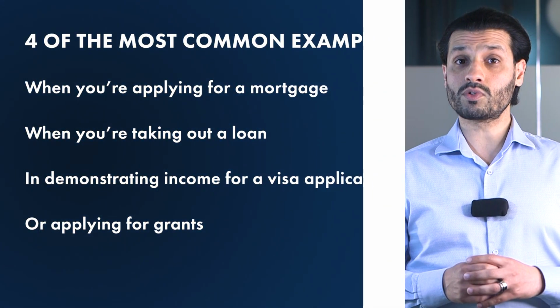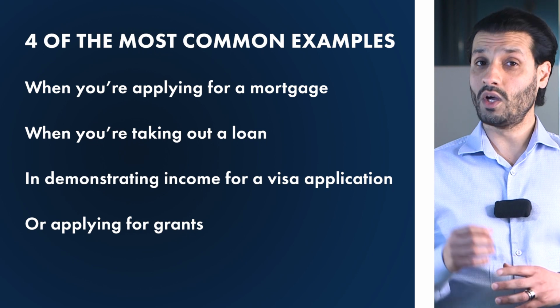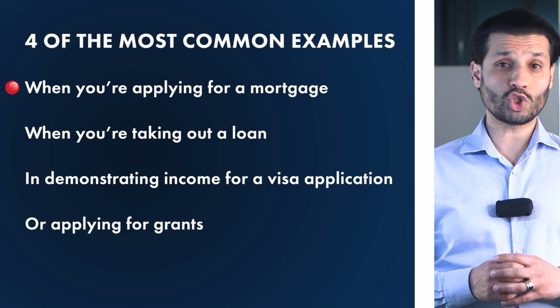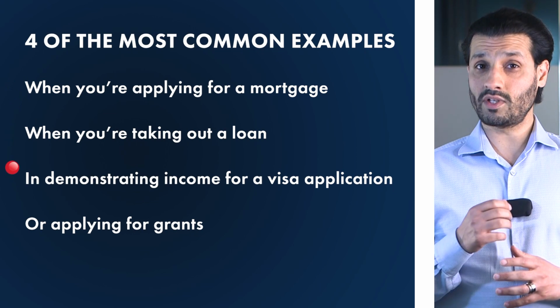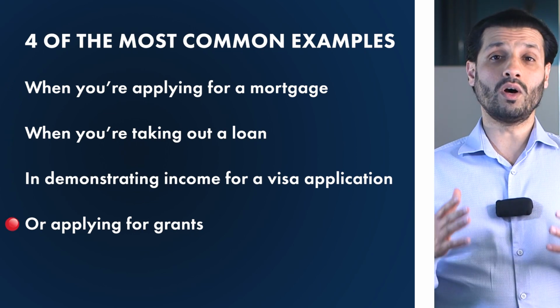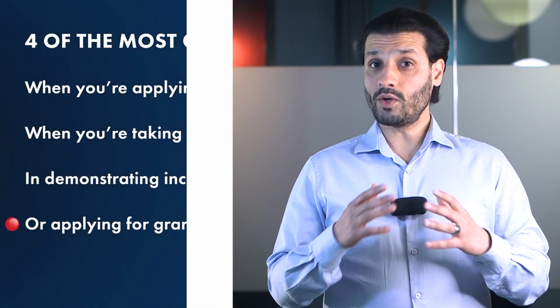The SA302 form is useful for anyone who needs to prove their income in an officially accepted format. Although the most common seeker of the SA302 are self-employed individuals and limited company owners, it can be useful for employed individuals with additional income sources as well. 4 of the most common examples of when you might need to produce an SA302 are when you're applying for a mortgage, when you're taking out a loan, in demonstrating income for a visa application, or applying for grants. Although these are some of the most common examples we come across, technically any third party that requires you to demonstrate your income could ask for a SA302.